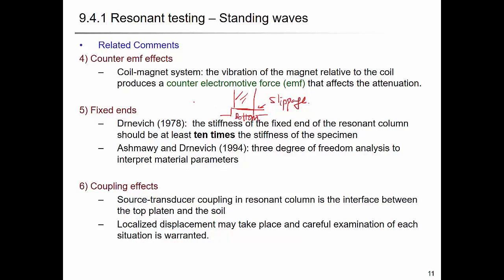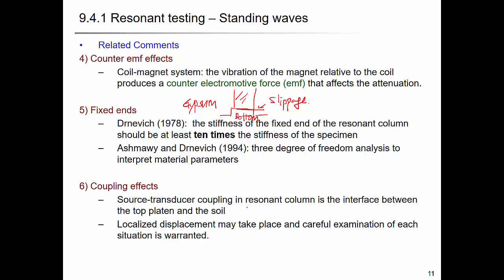So you need to have a fixed end condition, and because of that, some people use gypsum to glue the lower part of the soil specimen, right? So that they can move together. Right? And the stiffness of the fixed end, so at the bottom, should be at least 10 times the stiffness of the specimen. So this should be a steel plate with a high stiffness. And coupling effect is the one that I just told you. Right?